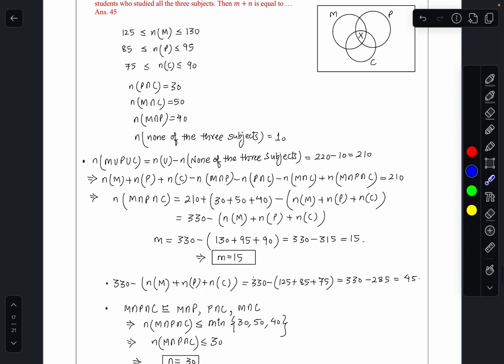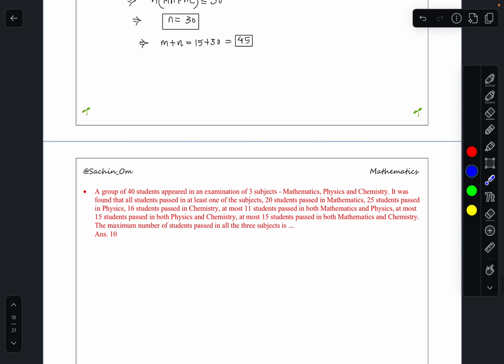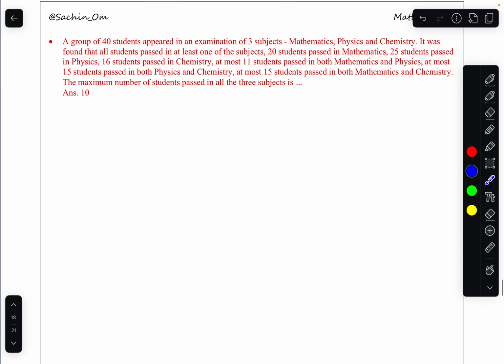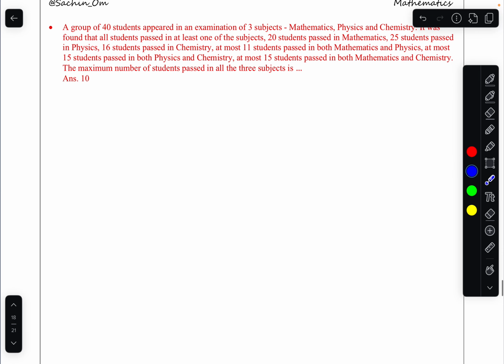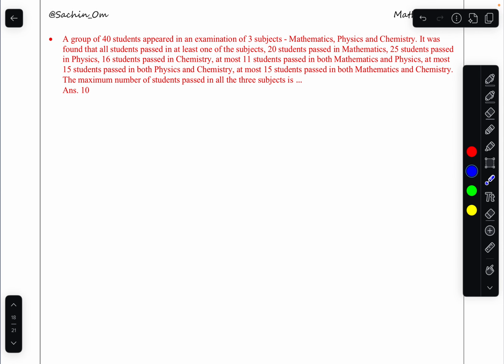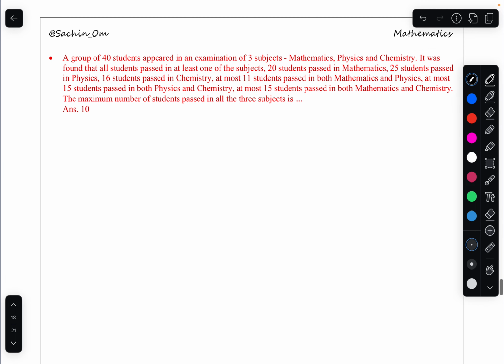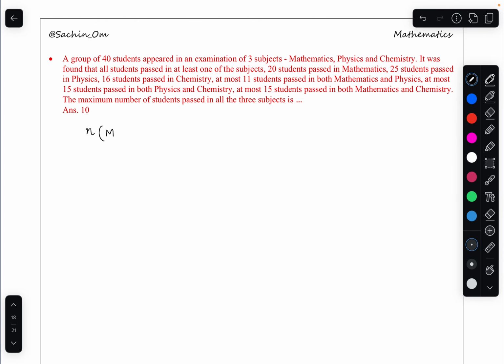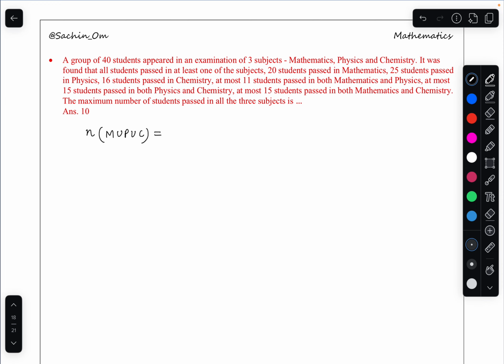There's a similar question I've taken up related to this one. It's just like this one. Okay, so here it is. A group of 40 students appeared in an examination of three subjects: maths, physics, and chemistry. Then again, something similar is given. It is said that all the students passed in at least one of the subjects. So the union is given to you here. M, P, and C I'm using to denote maths, physics, and chemistry. So the number of elements in M union P union C is 40.